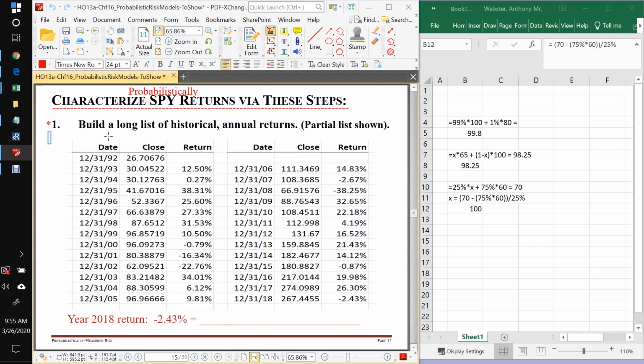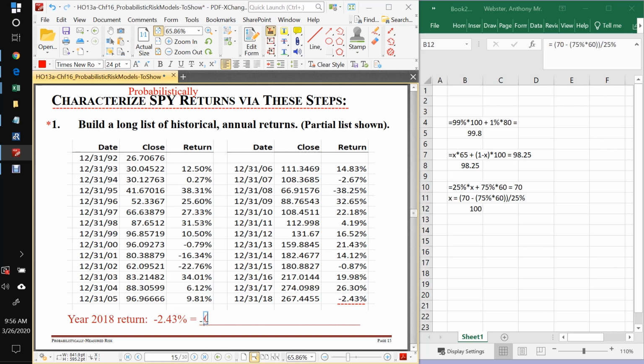So we're going to build a long list of historical annual returns. I've got a partial list shown going back to 1992, but we would want to go back way beyond that, at least to 1980, maybe farther than that. So I have my closing price here of the SPY for each of these years, okay? And then from those closing prices, I can get the return using the equation we just saw on the prior page.